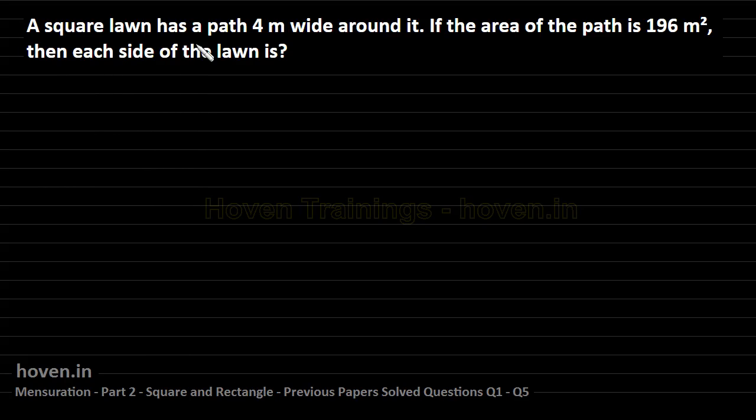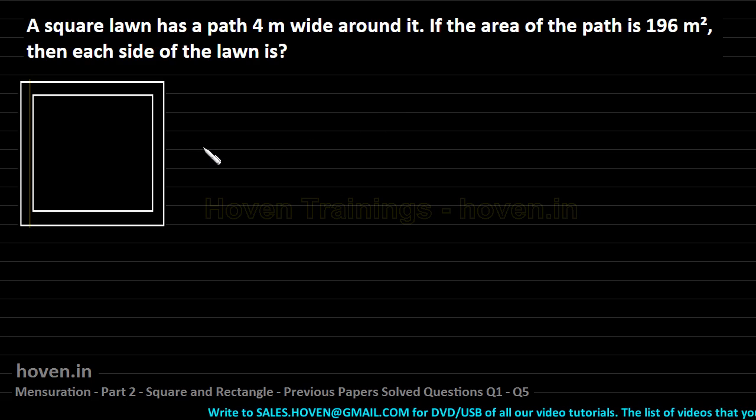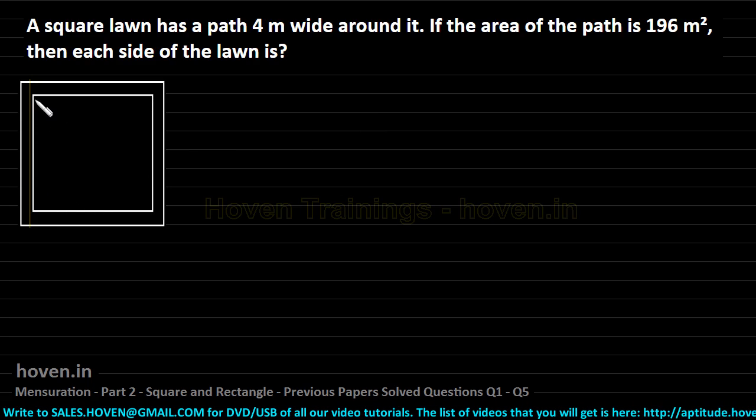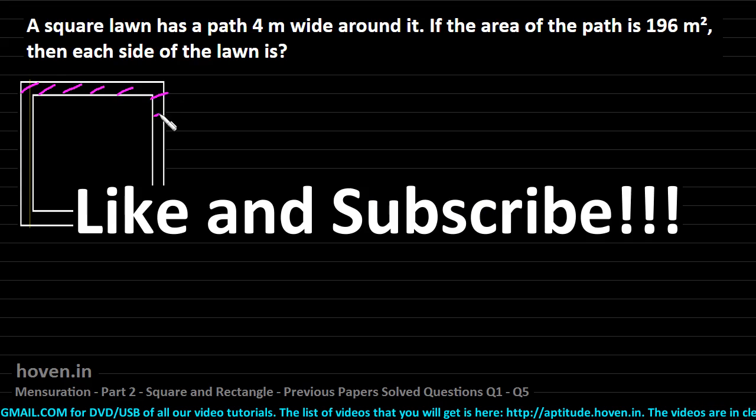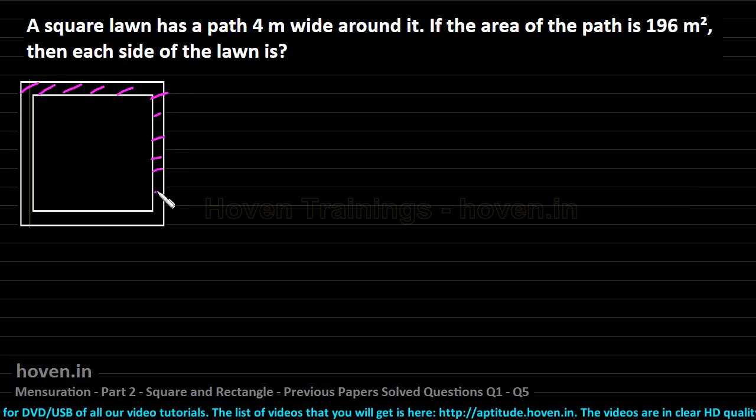A square lawn has a path 4 meter wide around it. If the area of the path is 196, then each side of the lawn is what? Let us first of all draw a schematic for this. This is a schematic that we have drawn. This inner square represents the square lawn, and this outer portion is the path around it.